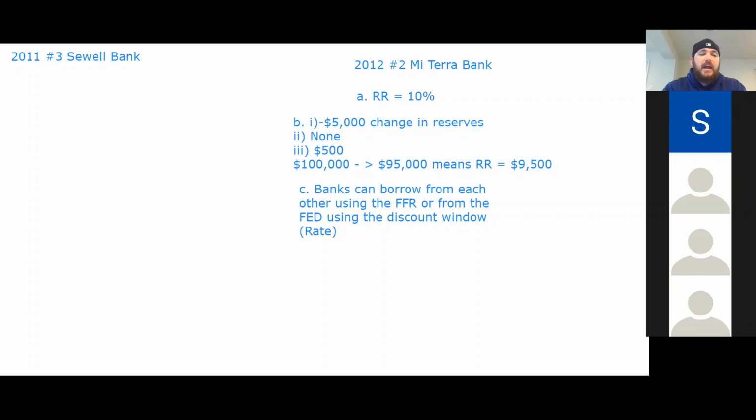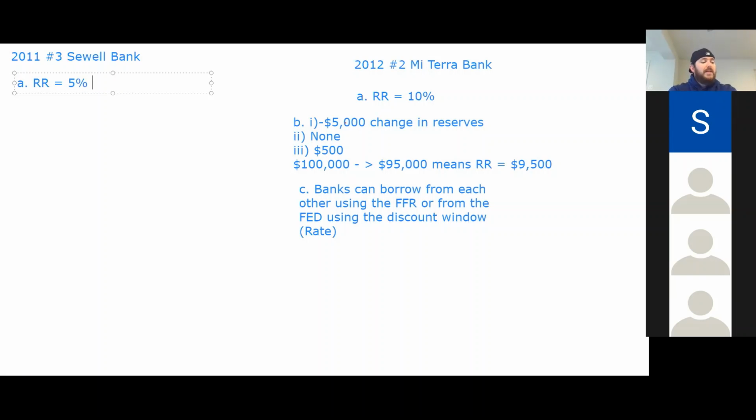Now, for A, based on Sewell Bank's balance sheet, calculate the required reserve ratio. Okay, we have $2,000 in required reserves. We have $10,000 in demand deposits. For this one, our reserve requirement is going to be 5%. So A, our reserve requirement is 5%.